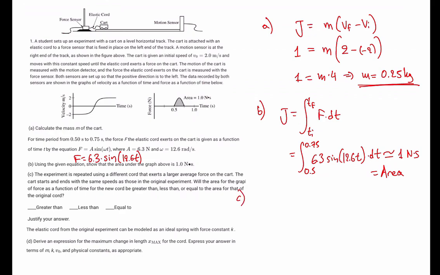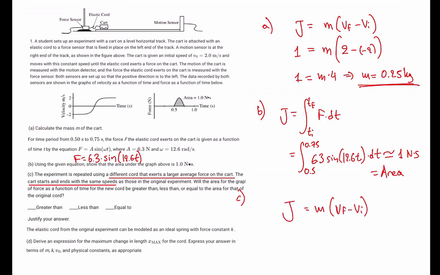For part C, we need to say that the experiment is repeated a few times with another cord that exerts a greater average force. And the cart starts and ends with the same speeds. So since we have the same speeds, we'll have exactly the same impulse.